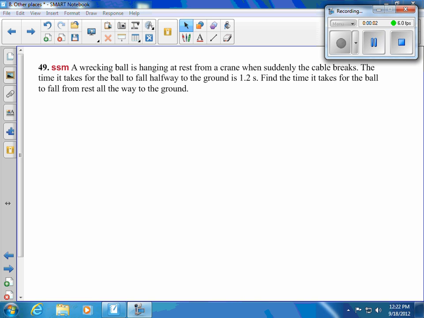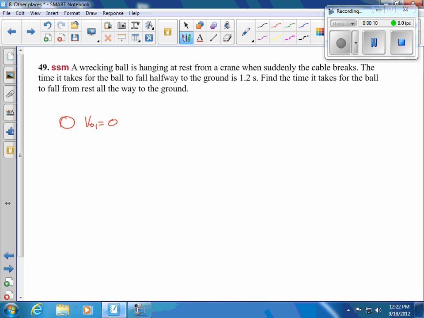Okay, this one can be broken into a bunch of different parts. I have a wrecking ball that starts at rest, V01 equals 0, and falls halfway down in a time of T1 equals 1.2 seconds. But then it continues the journey from this point. Notice I've got two colors there, because this is both the first part and the second part of the problem.